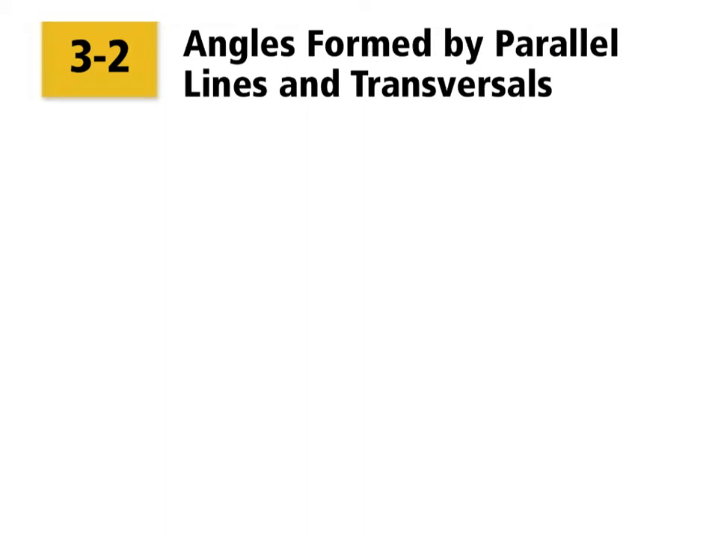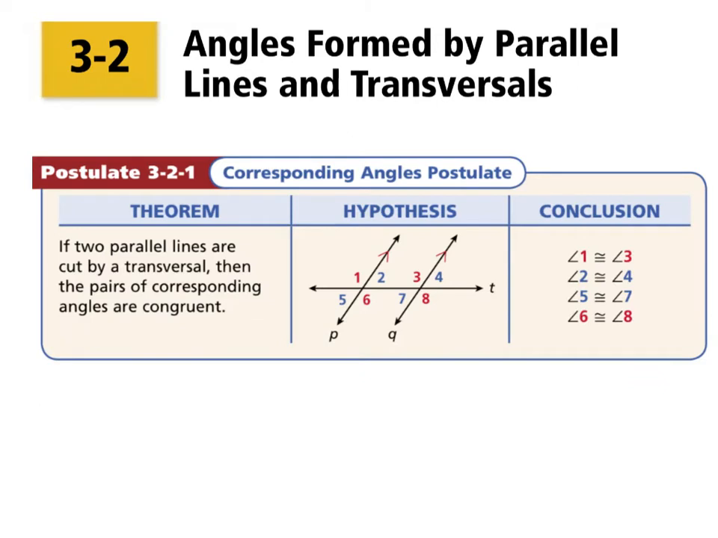Now to sum up what that does, all of the angles that were talked about in section 3.1, alternate interior, alternate exterior, corresponding, and same side interior, they're now all going to have a relationship. For example, corresponding angles are now going to be congruent since they're parallel. So we're going to start with postulate 3.2.1, corresponding angles postulate.